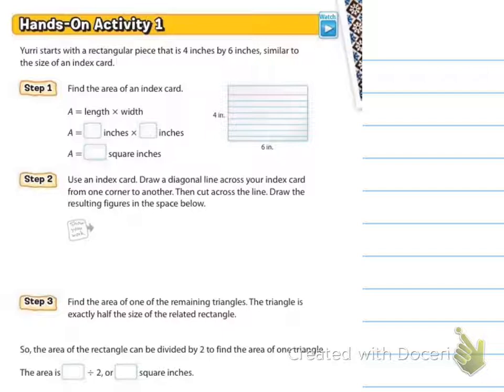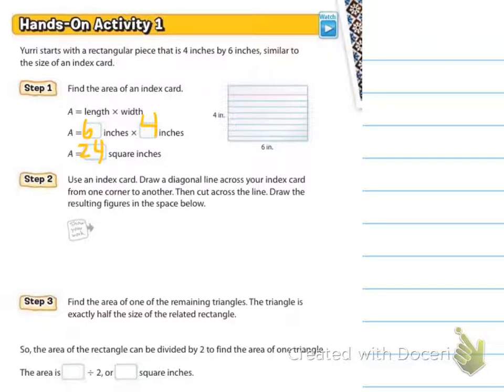So we've got length times width, of course, is the area of a rectangle. So we've got length is 6 and width is 4. And so when we multiply the two together, we have 24 square inches.